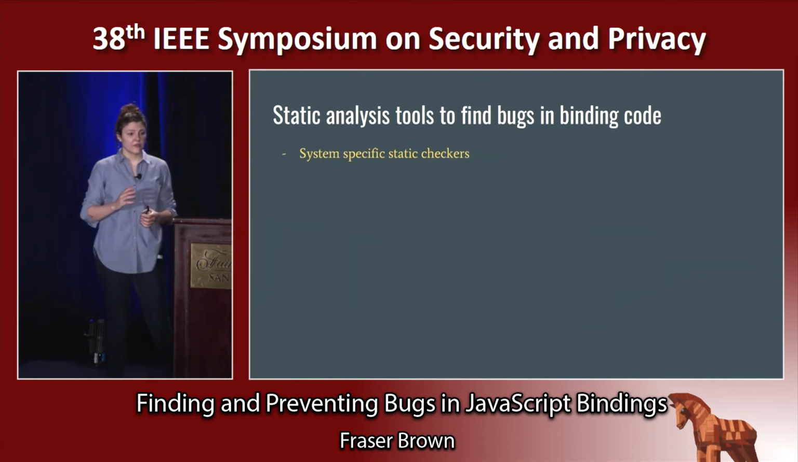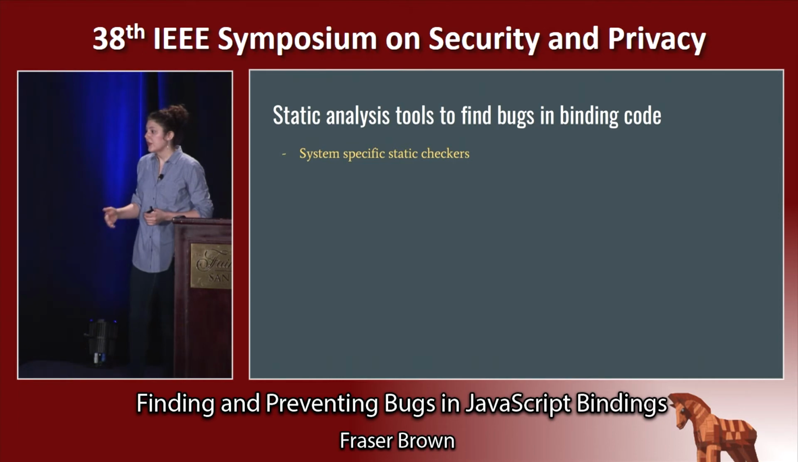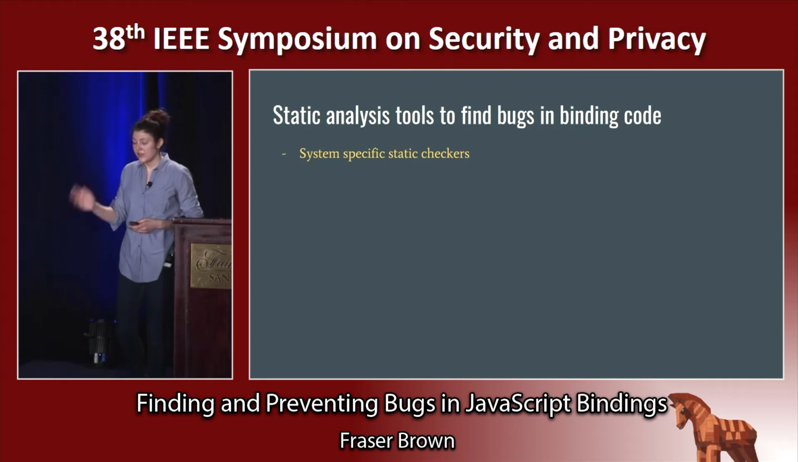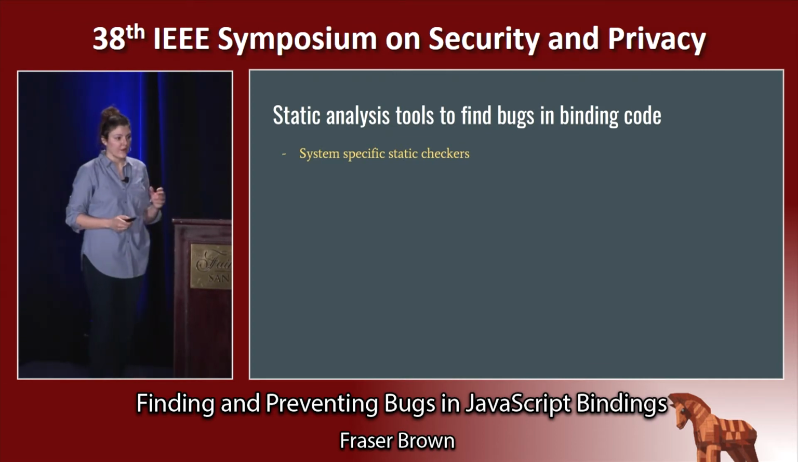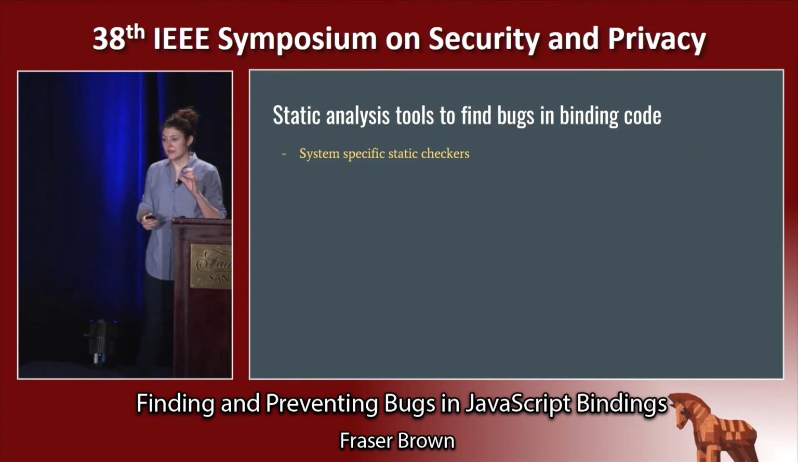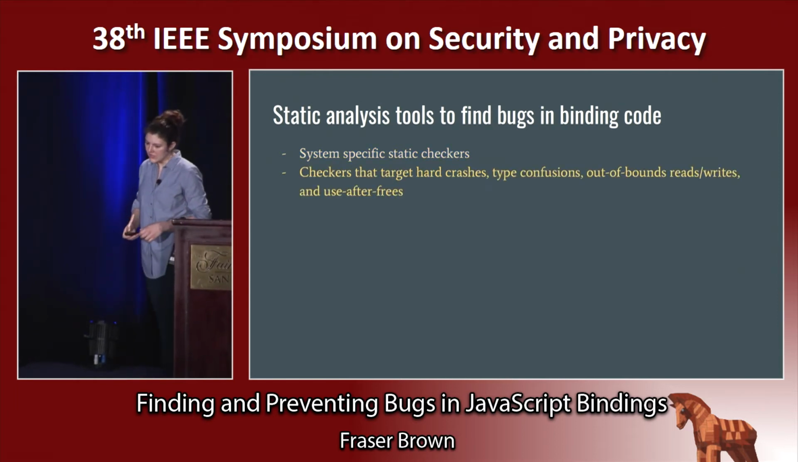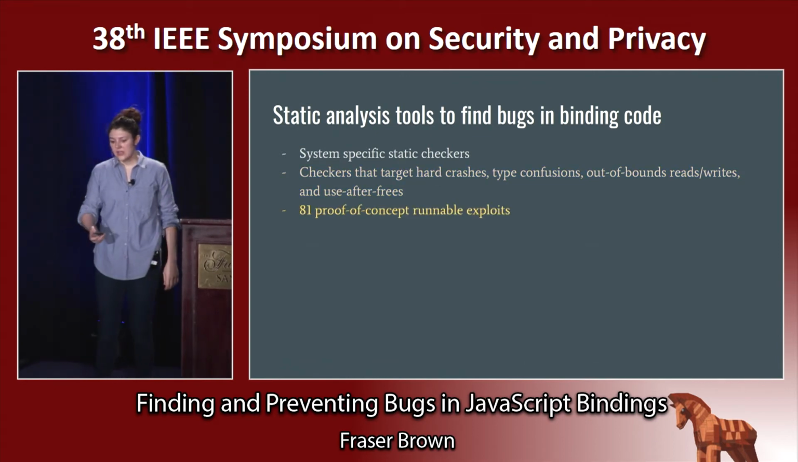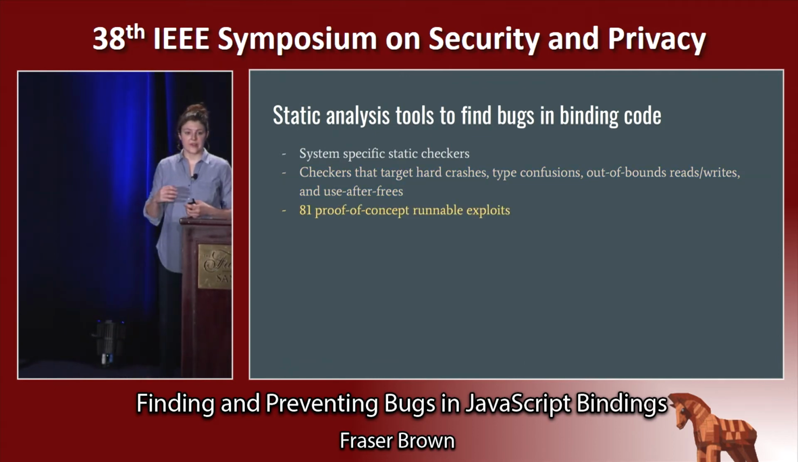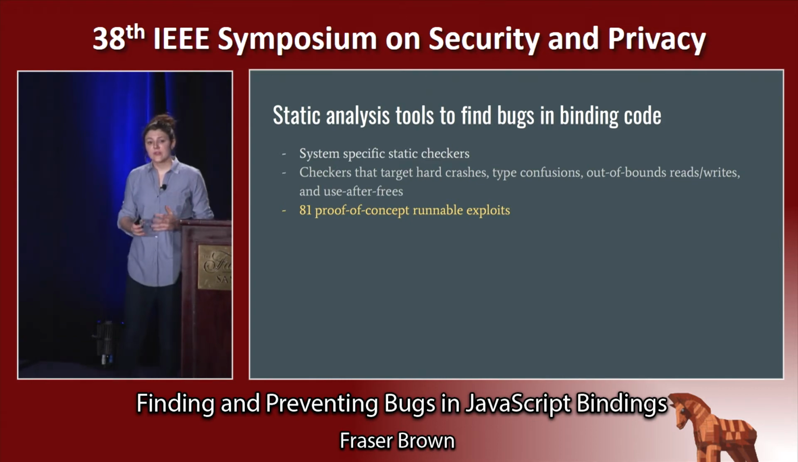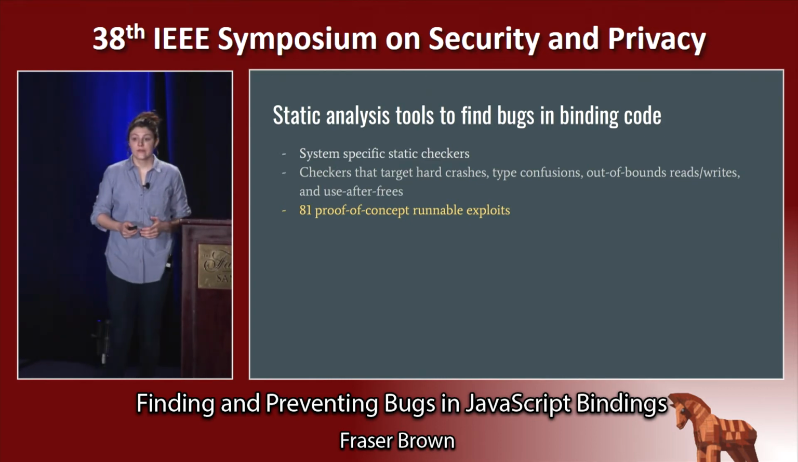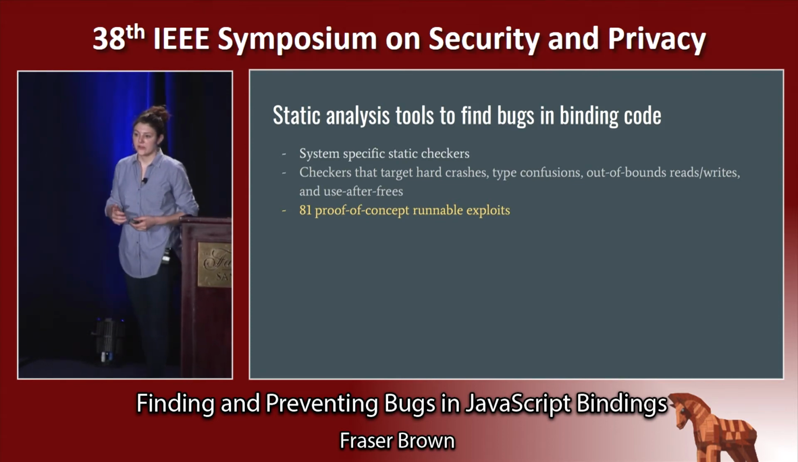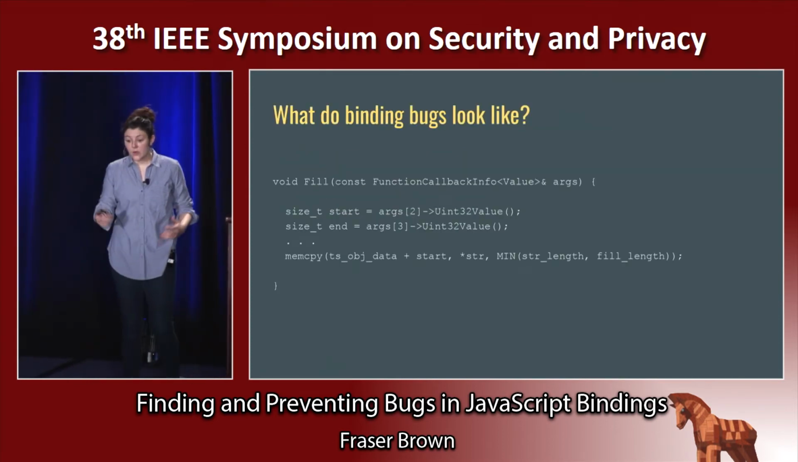Our checkers are system-specific as opposed to language-specific. So a language-specific static checker, for example, will look for null pointer dereferences in all C source code. It works on all source code in the language. These checkers only work on PDFium or Node, and they look for patterns that we've identified in binding code that lead to violations of JavaScript safety. We wrote checkers for 5 different kinds of bugs, and we validated these bugs by writing 81 proof-of-concept exploits. So most of these were for hard crashes in Node, but some of them were for more serious, like memory-related errors in PDFium. Now, what do these bugs look like?